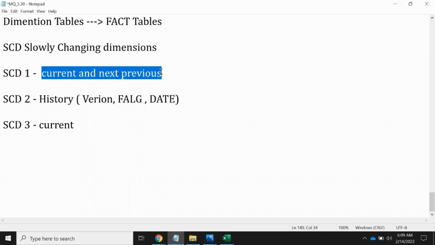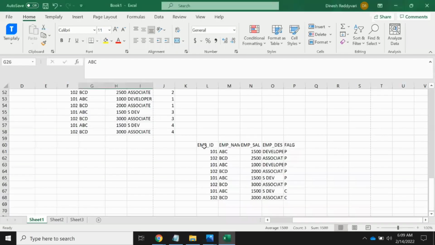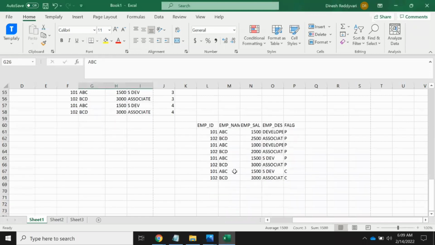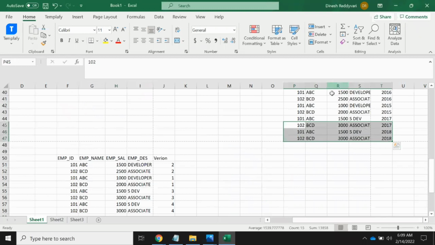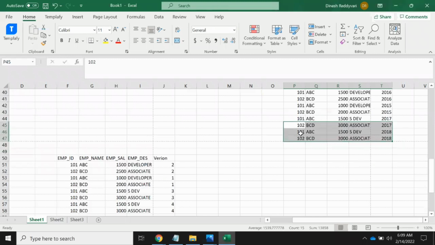Now, coming to when you will use current and previous. Let's say, for example, when you are maintaining data, we need to know what is the current and what is the immediate previous one. It means you will always get these two things, and the remaining things we will not get. So in which situations will we use this?